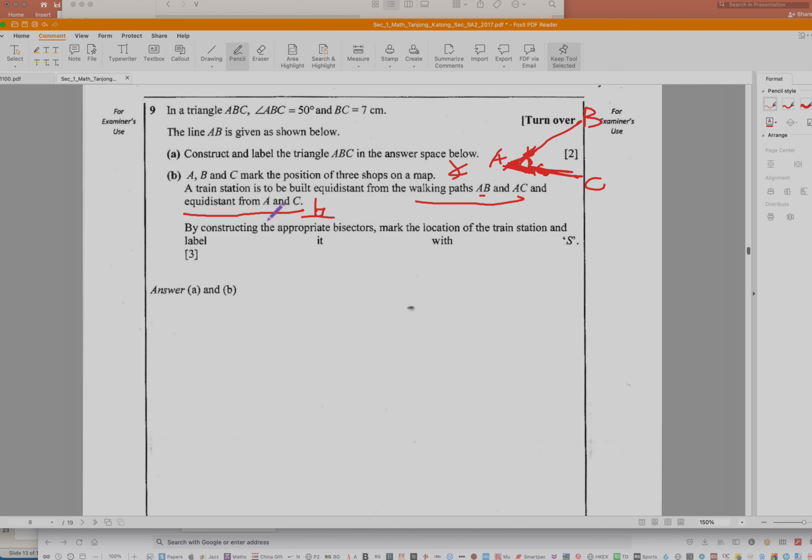This one is from A to C, right? This is a point. This is also a point. So point and point is definitely angle bisector. No, perpendicular bisector. So two lines, angle bisector. Two points, perpendicular bisector.